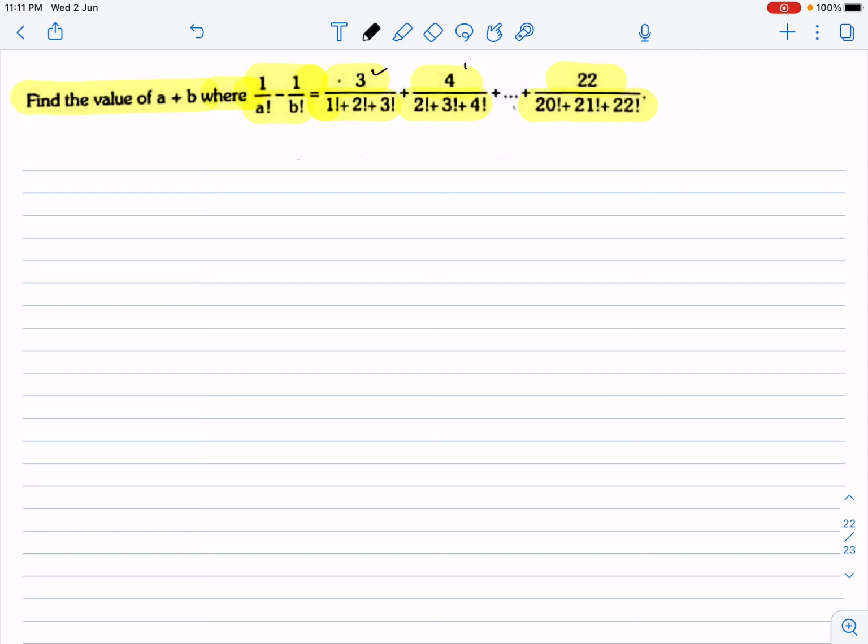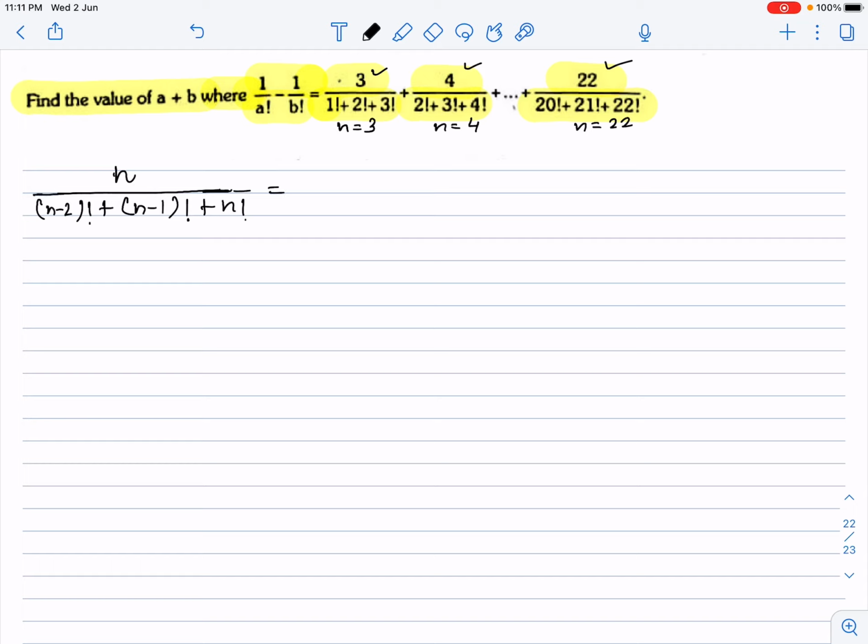3 is written, then 4 is written, and so on up to 22 is written. So this term will be there for n is equal to 3. This term will be there for n is equal to 4. And this term will be there for n is equal to 22. So what would be the general form of the term? n divided by factorial n at the end, plus n minus 1 factorial, plus n minus 2 factorial. Hope you guys would have got my point.